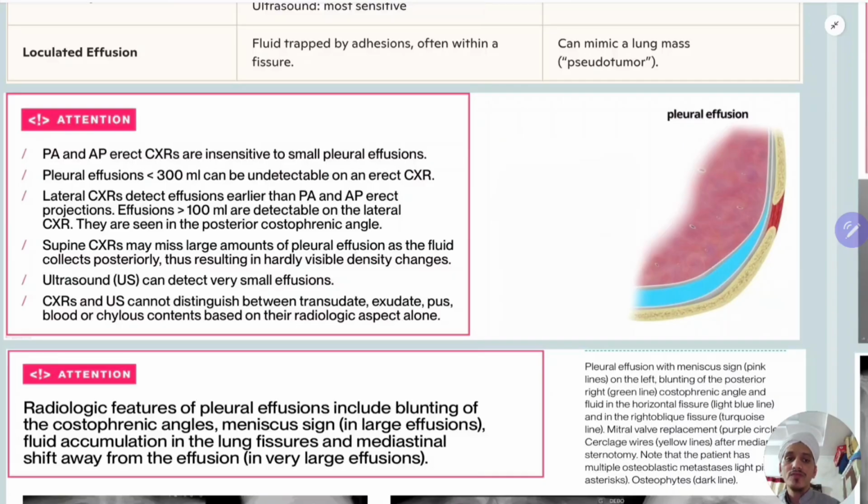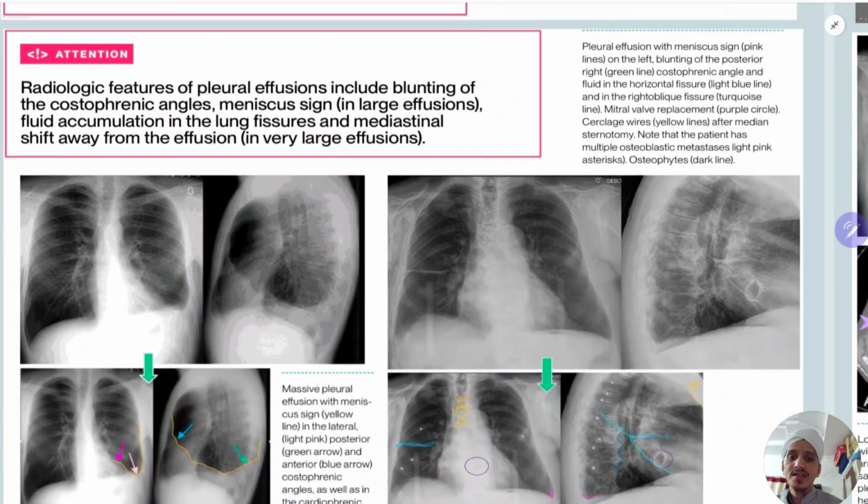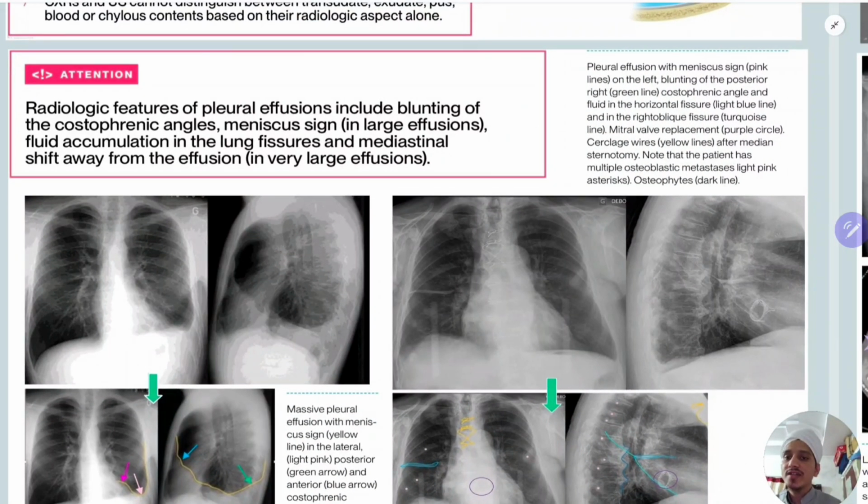Okay, now we'll move forward. Now these are the X-rays. Radiological features of pleural effusions include blunting of the costophrenic angles, meniscus sign in large effusions, fluid accumulation in the lung fissures, and mediastinal shift away from the effusion in very large effusions. So these are the signs. Number one is blunting. Number two is meniscus in large effusions. Number three is fluid accumulation in fissures, and number four is shift of the mediastinum away from the effusion in case of large effusions.